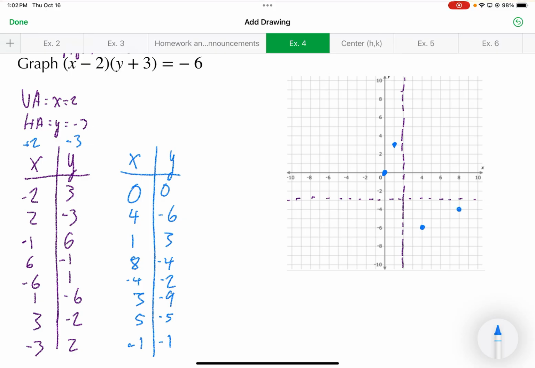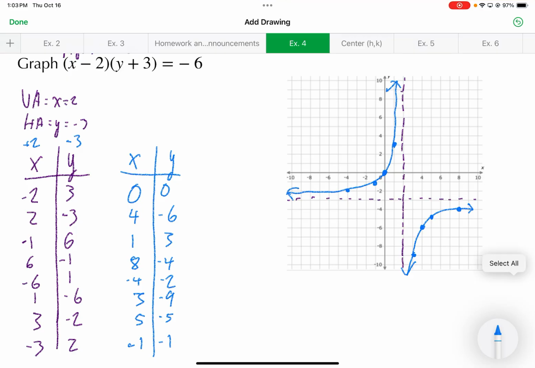Okay, and then I would have (-4, -2) is there. And then (3, -9) is down here. And then, let's see, (5, -5) would be right here. And then (-1, -1) would be right there. So I'm looking at something like this. That goes in line with what I was expecting to draw. What about you guys?